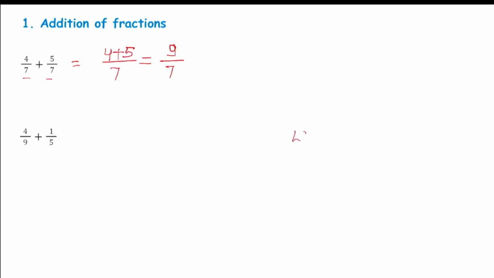So LCM of 9 and 5 is 9 times 5, because these two numbers are co-prime numbers. There is no common factor in 9 and 5. So LCM will be the product of these two numbers.